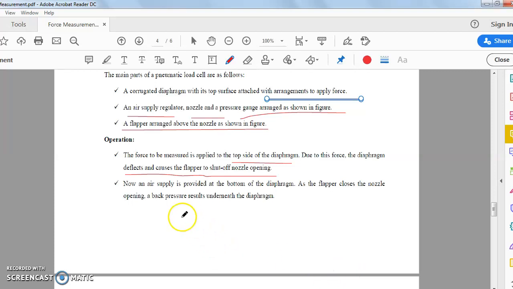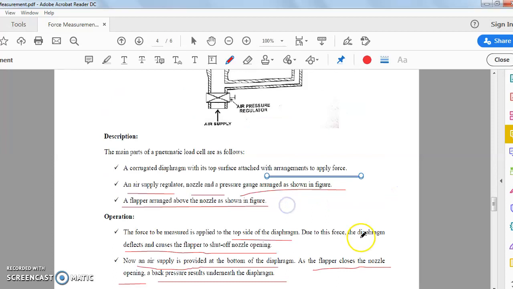Now an air supply is provided at the bottom of the diaphragm. As the flapper closes the nozzle opening, a back pressure results underneath the diaphragm.